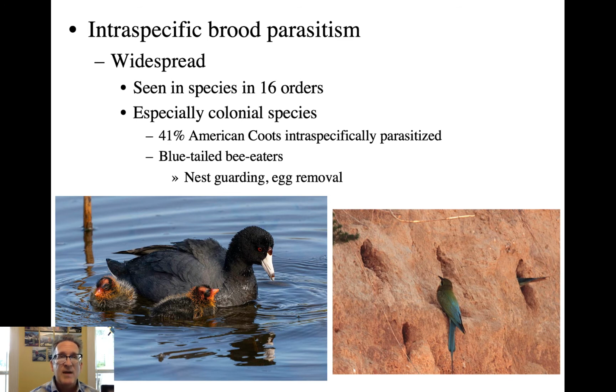Or if the female's nest fails, but she hasn't completed her clutch yet, if she doesn't have time to re-nest, she may, again, just dump those eggs into the nest of another individual in the colony. But by having a colonial situation, you just have more potential targets in the area. So one example of this is seen in American coots, in which 41% of nests in one study were intraspecifically parasitized. We saw this behavior very commonly in blue-tailed bee-eaters in Taiwan.